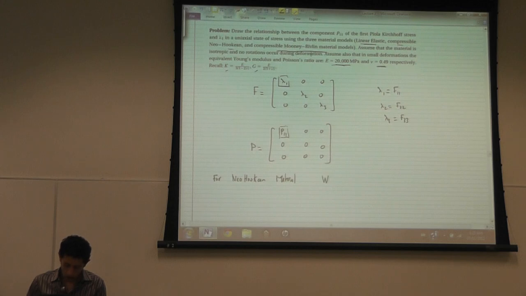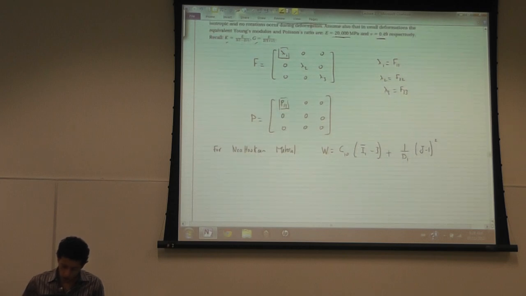The strain energy function is equal to C10 (I1 bar minus 3) plus 1 over D1 (J minus 1) squared.